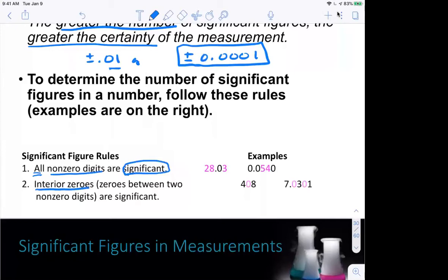Interior digits, these are also called captive digits. These are zeros between two non-zero digits. These are always significant. So here, that 0 is between the 4 and the 8, so that 0 is a significant figure. Both of these pink zeros are between non-zero digits, so they're all significant as well.